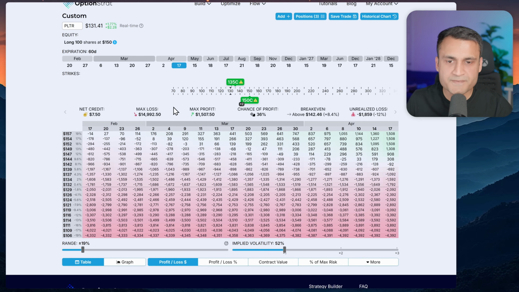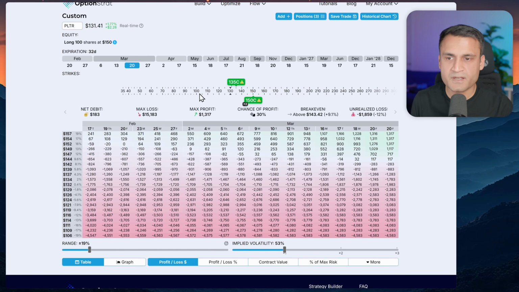Do you want the maximum upside or do you want the lowest break-even point? You can also try different expiration dates. You can try with 1 month expiry. You can try with even longer expiry.